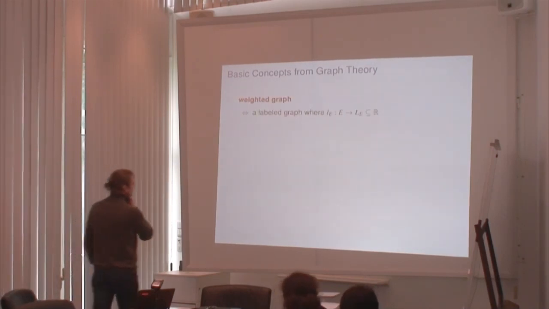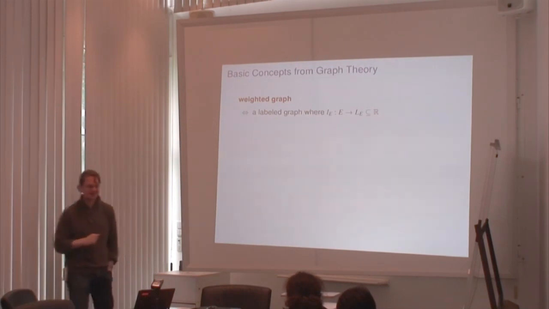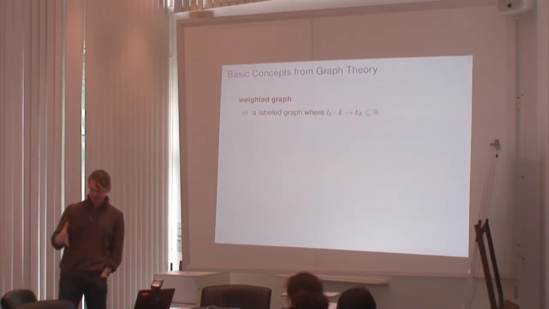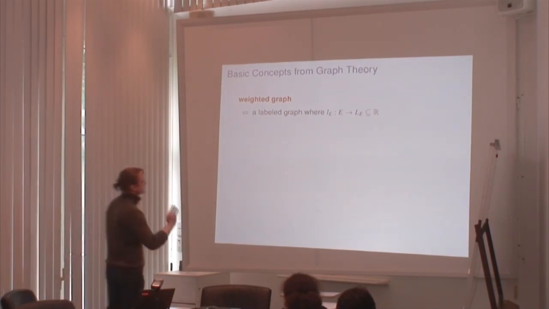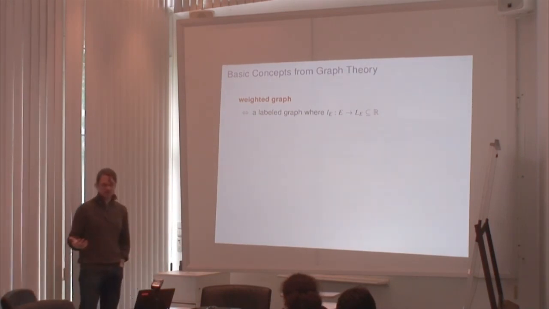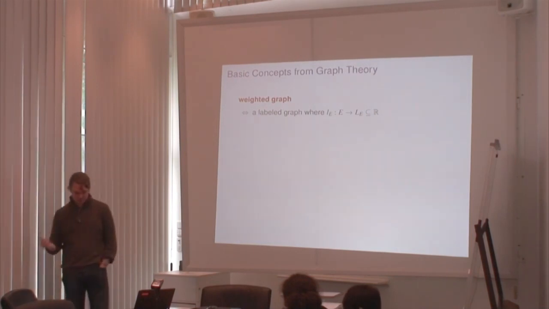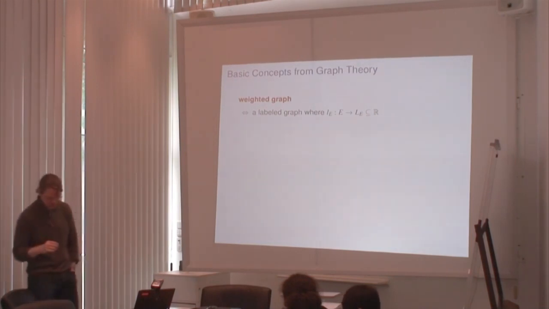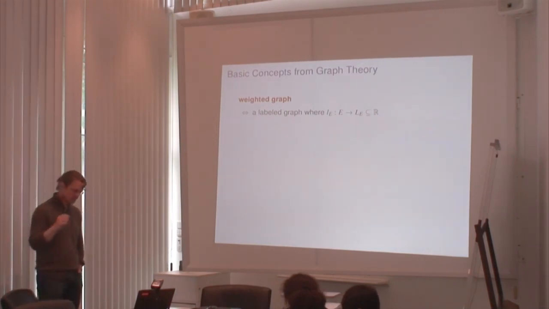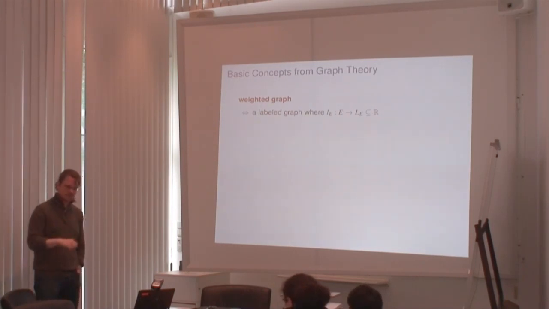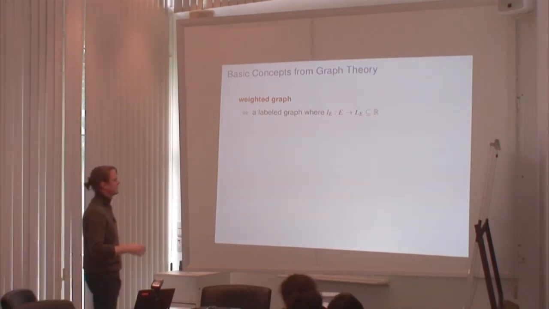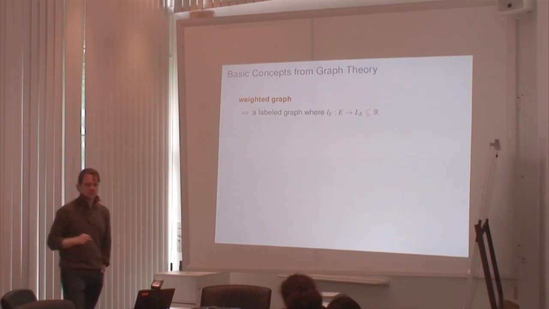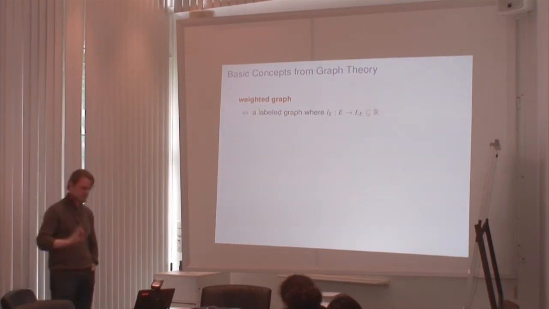A weighted graph, well, we are nearing the end now. A weighted graph is a labeled graph where the thing we are most interested in are the edge labels. In a weighted graph, we don't necessarily need to have a function that assigns labels to vertices, but it has to have a function that assigns labels to edges. If the edges carry weights which happen to be real numbers, then it is a weighted graph.